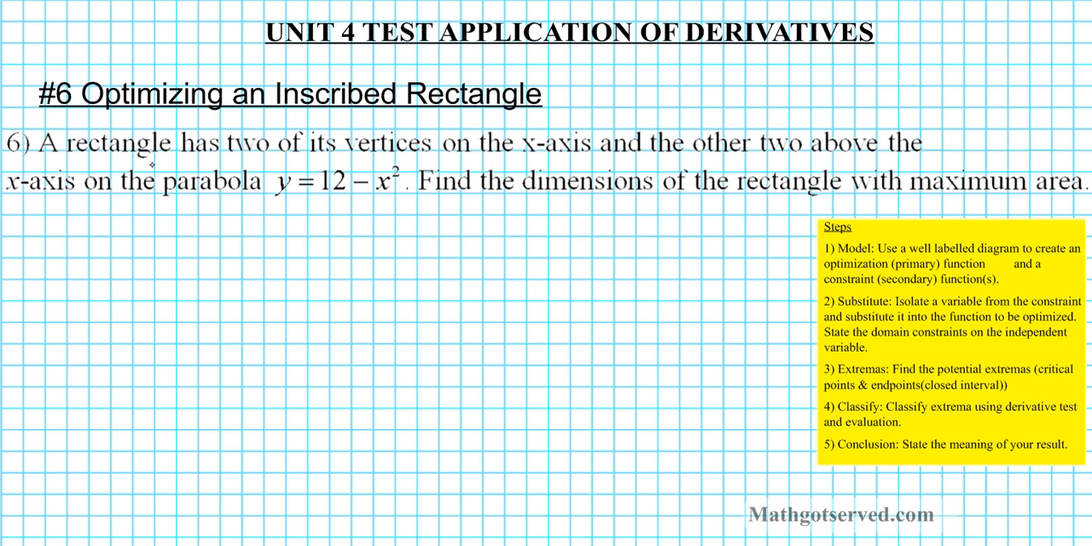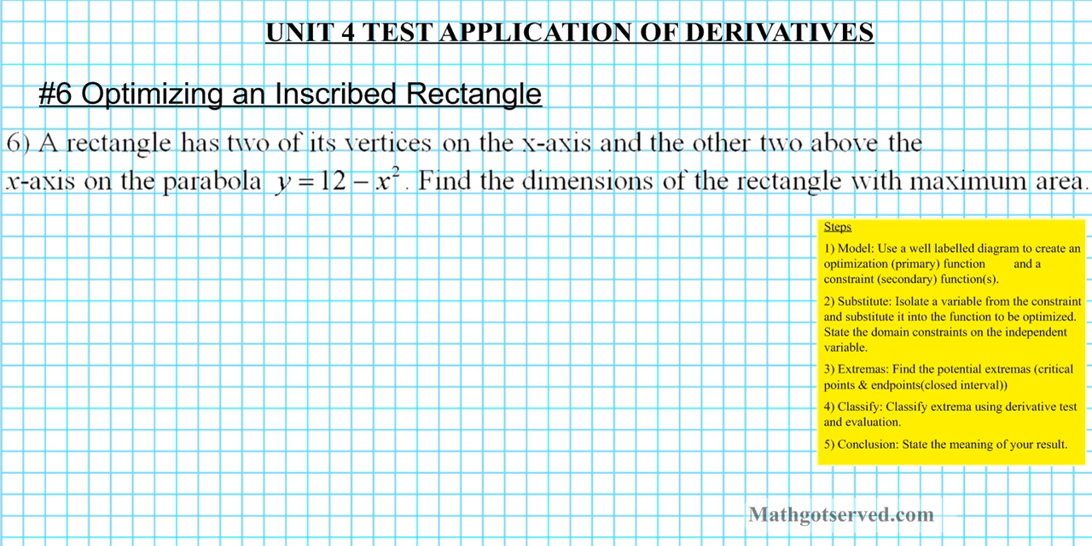It says a rectangle has two of its vertices on the x-axis and the other two above the x-axis on the parabola y equals 12 minus x squared. So we are to find the dimensions of the rectangle with the maximum area. So in this problem, we are optimizing area, okay?